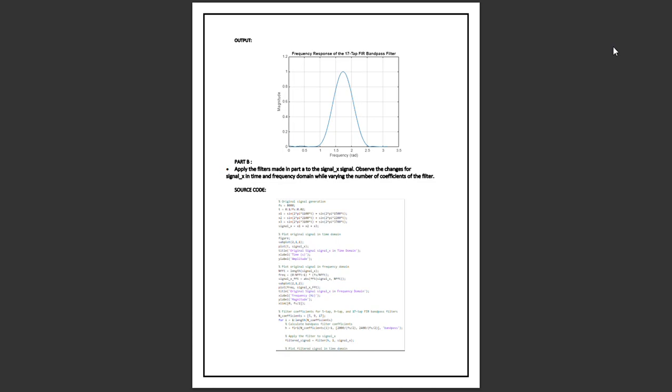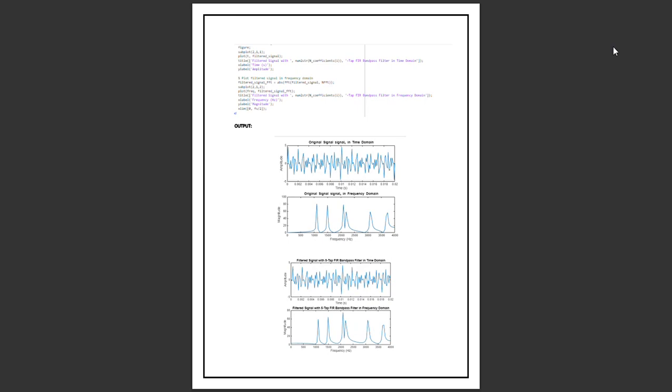Now part B. Apply the filter made in part A to the signal X signal. Observe the changes for signal X in time and frequency domain while varying the number of coefficients of the filters. As you can see in the source code, we define all the parameters, and at the end we plot the signal. This is the output image of, firstly, the original signal in time domain, original signal in frequency domain, and filtered signal with a tap FIR band pass filter in time domain, and at the last filtered signal with 5 tap FIR filter in frequency domain.